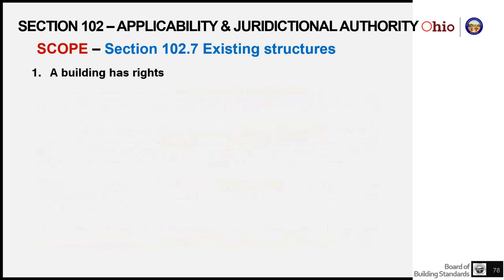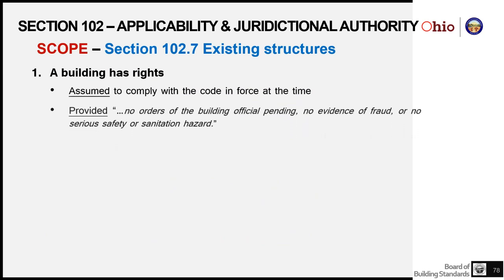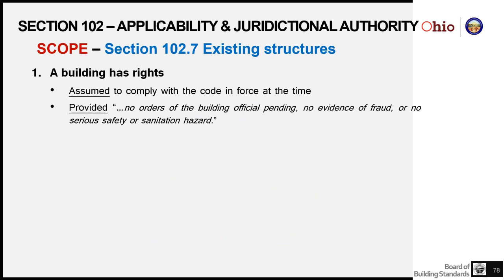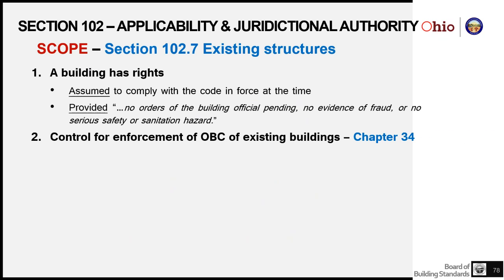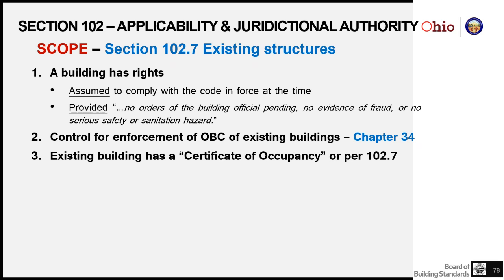In summary, buildings have rights. It is assumed to comply with the code enforced at the time, provided there's no outstanding orders, no evidence of fraud, and no serious safety hazard. That phrase comes up more and more as you go and evaluate existing buildings. Control of enforcement of the OBC for existing buildings goes out to Chapter 34, and there'll be a lot more discussion about that in later seminar presentations.